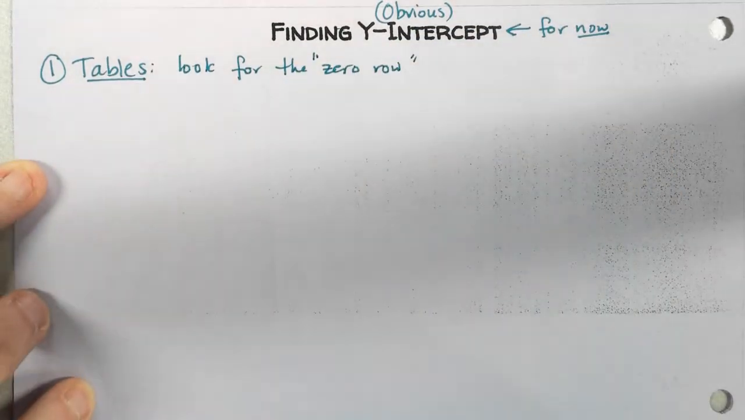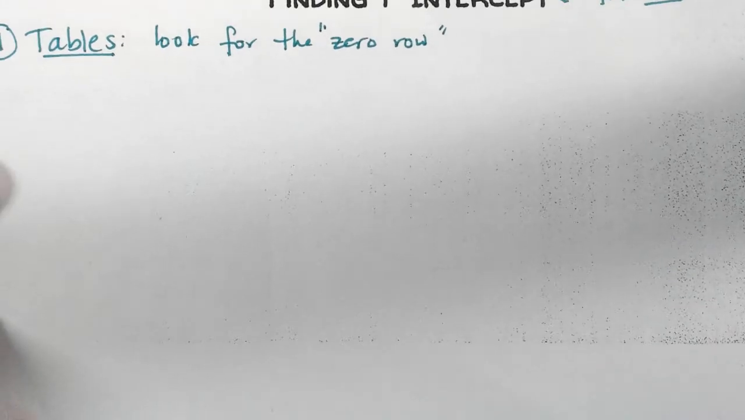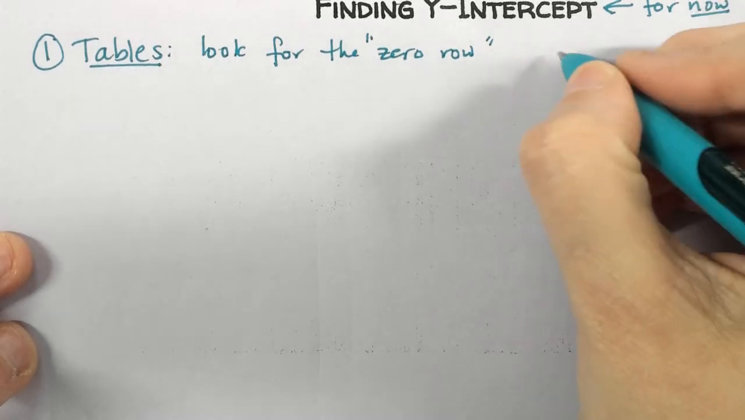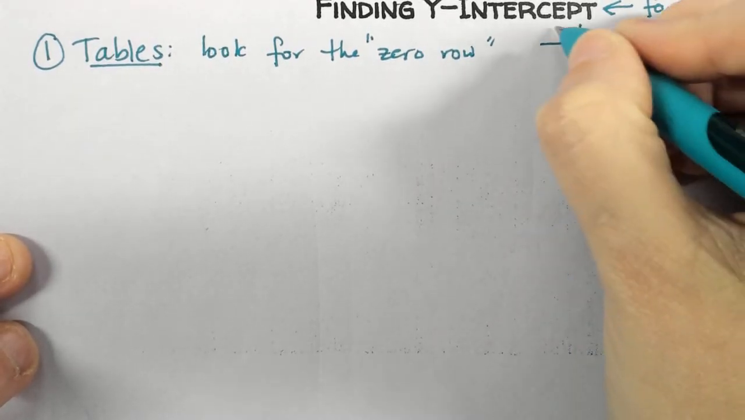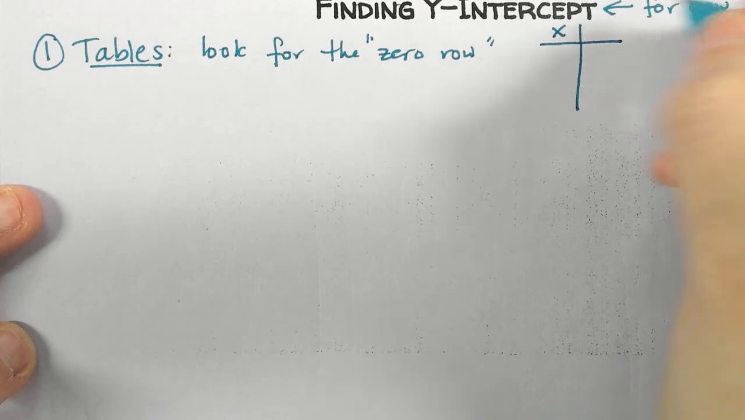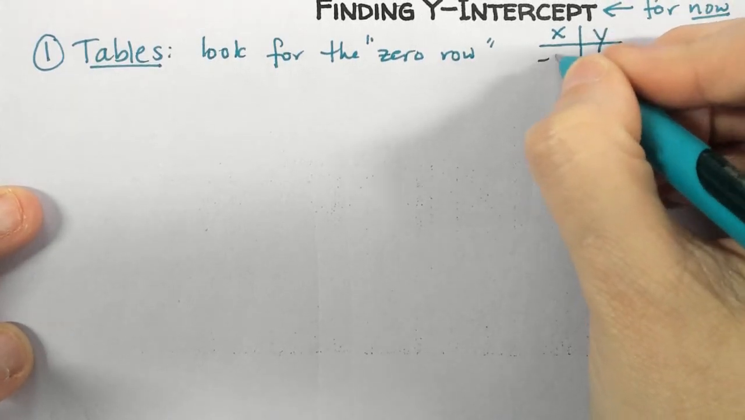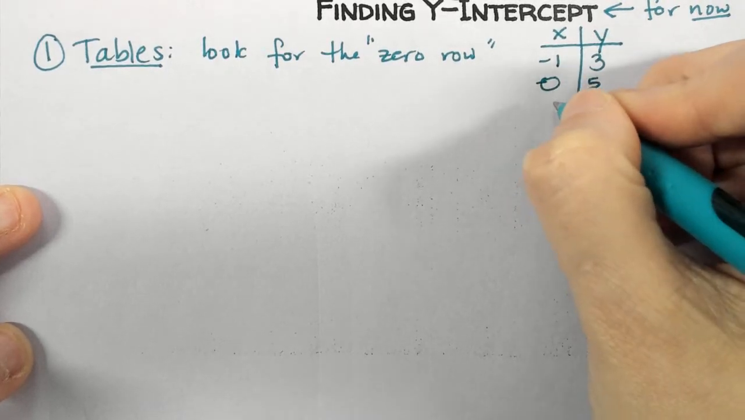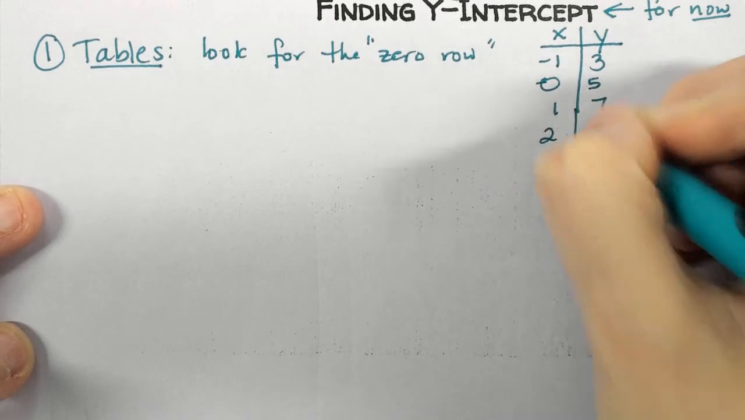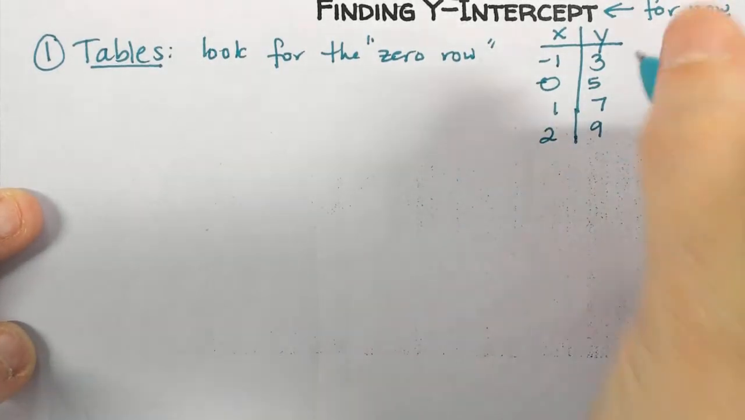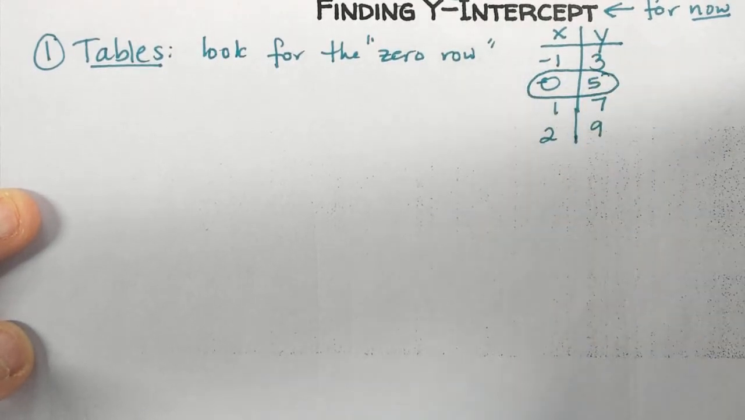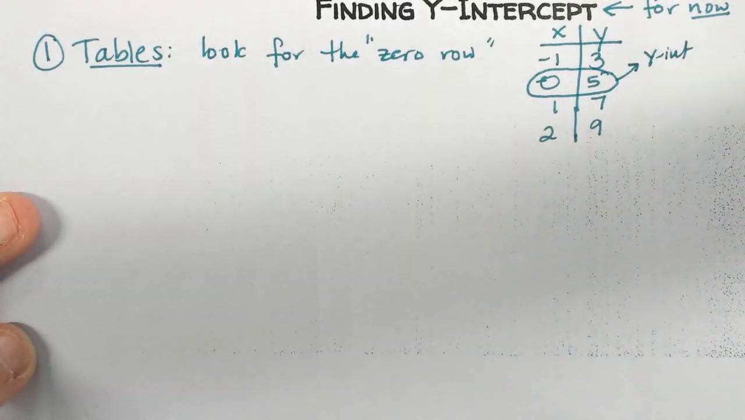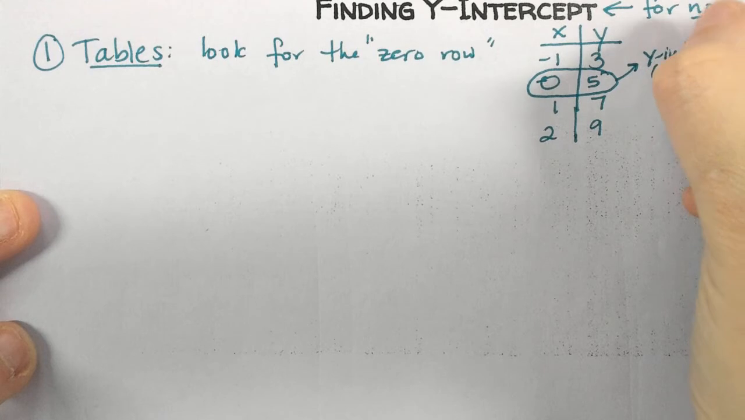Now, that is not an official math term. That's just what I call it. I call it the 0 row, and I'm sure that's not appropriate. I call it the 0 term also, but here's what I'm talking about. It's the row in the table that starts with 0. So let's say I have -1, 3, 0, 5, 1, 7, 2, 9. So let's say this is the table I have. The 0 row is the one that starts with 0. That is my y-intercept, which is also represented by the letter B.